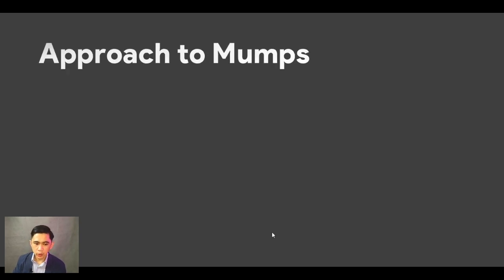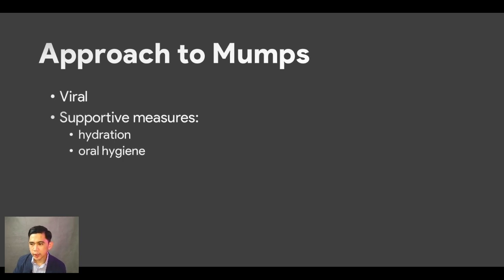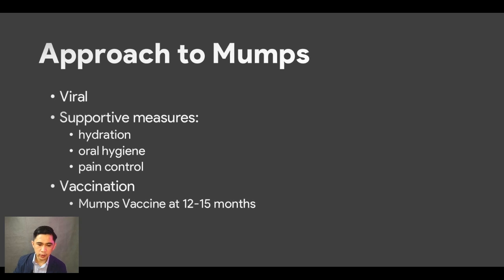So what do we do with the boy with mumps? Usually mumps is a viral infection, and as such, viral infections are only managed with supportive measures, like hydration, oral hygiene, pain control, and probably bed rest and isolation. I also need to underscore the importance of vaccination so that we won't get mumps. The mumps vaccine is available to babies at 12 to 15 months of age.